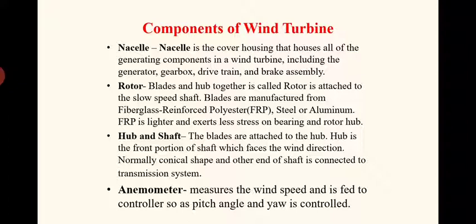Now the next component is the anemometer. The main function of the anemometer is to measure the wind speed, and it is fed to the controller mechanism so that pitch angle and yaw are controlled. Yaw is an important mechanism that we will discuss in the upcoming slide.